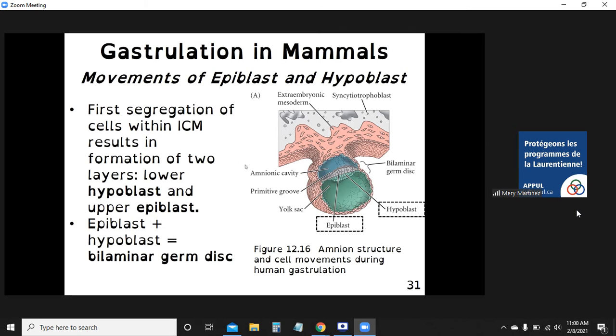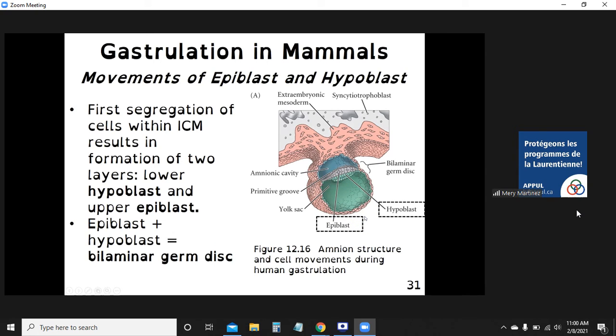So here we have the amnion structure in human, as we see it is happening. So we have, in here, the extraembryonic mesoderm. This is the syncytial trophoblast that allows the insertion of that embryo. We have here the amniotic cavity. Here we have the bilaminar germ disc with the epiblast in gray and the hypoblast in green. And then here we have the yolk sac. Okay.